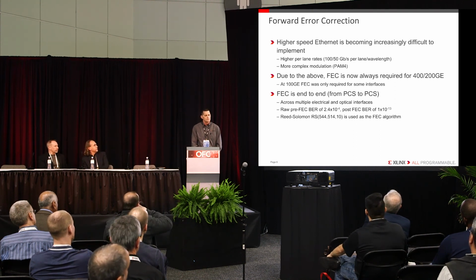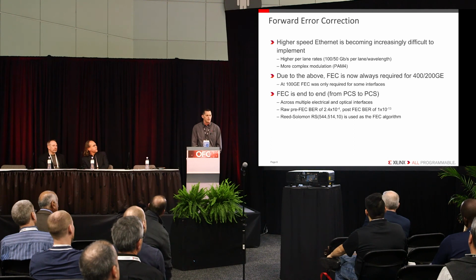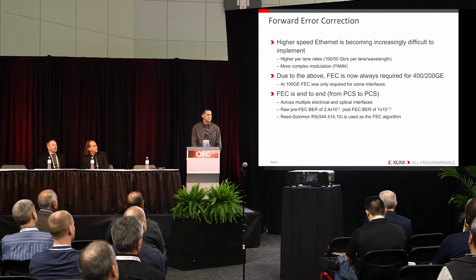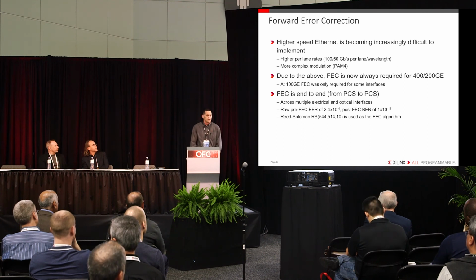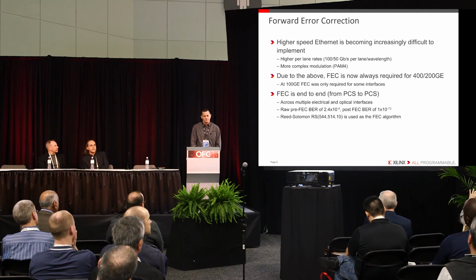It's an end-to-end FEC, so it goes from one end all the way to the far end. So you can have multiple electrical and optical interfaces covered by that same FEC. In the IEEE spec itself, we have a budget, right? The electrical interface gets a certain amount of the budget, and the optical interface gets a certain amount of the budget. And the optical interface, turns out, gets most of the budget, is what we decided. So the raw BER is around 10 to the minus 4, and that corrects with the Reed-Solomon 544, 514 10-bit symbol FEC to about 10 to the minus 13 BER.